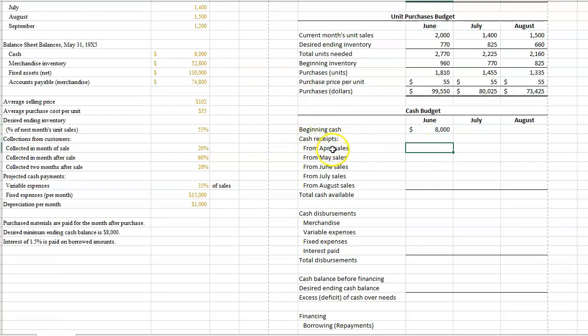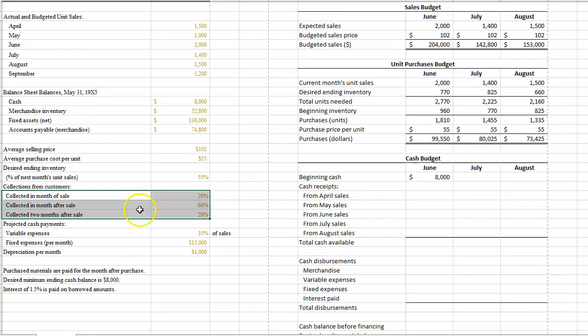And now for my cash receipts, I want to know how much in June I collected from April sales, May sales, June sales, July sales, and August sales, right? So let's start with April sales. Our key here is going to be this section right here that talks about the collections from customers. 20% is collected in the month of the sale, 60% is collected in the month after the sale, 20% is collected 2 months after the sale.